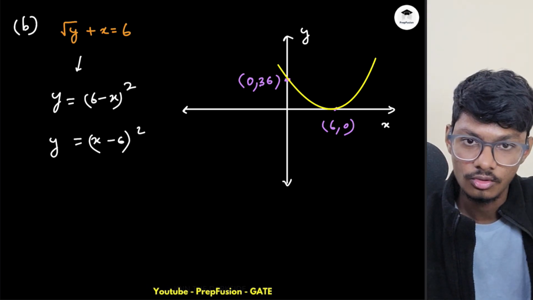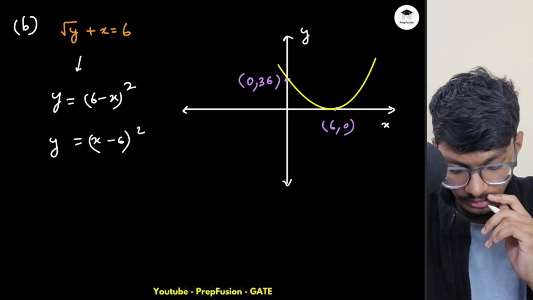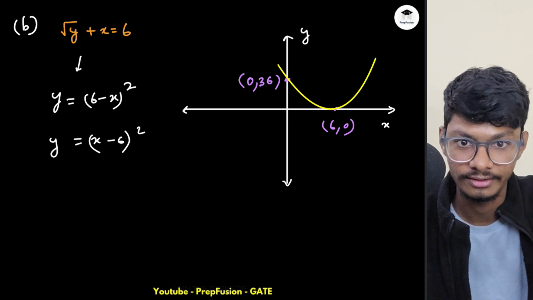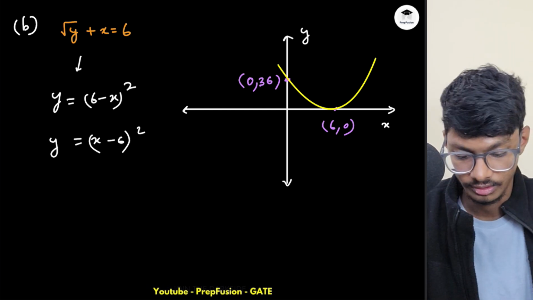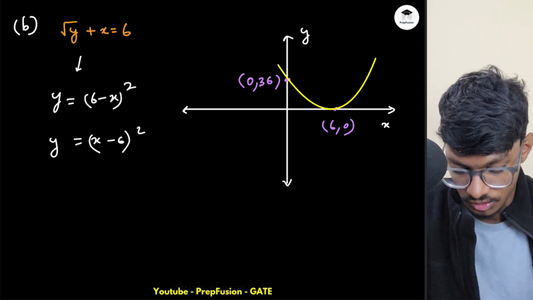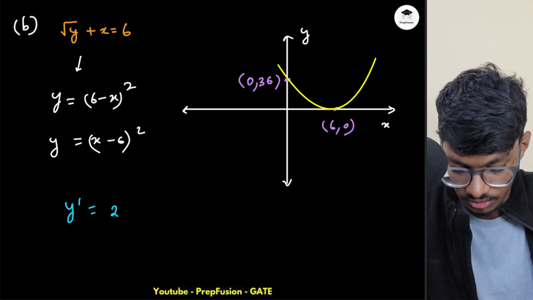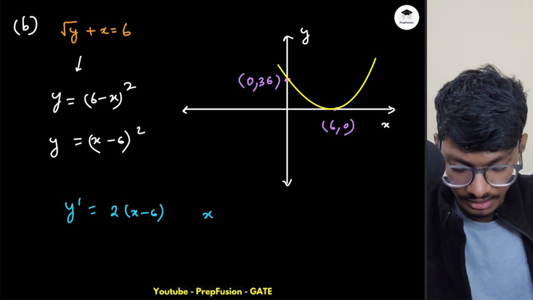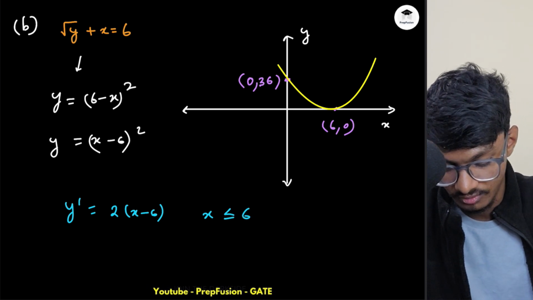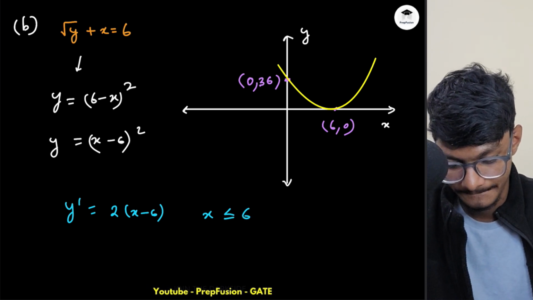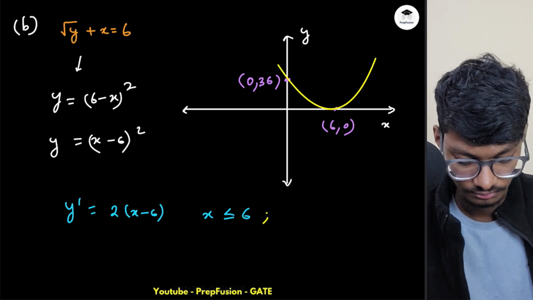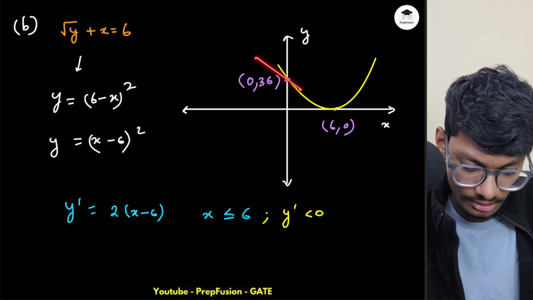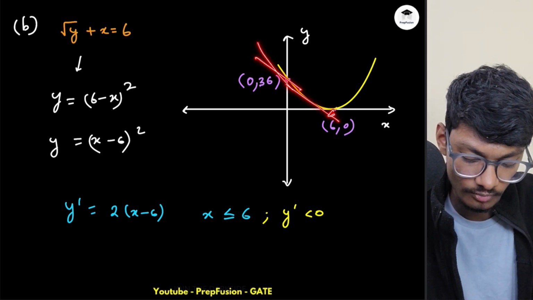Now how can you cross verify it? You can check the slope also. If you want to cross verify whether the graph you have drawn is correct or not, you can cross verify with the slope. If you write the slope, y dash equals 2x minus 6, what you observe is, up until x less than or equal to 6, my y dash is always negative. That is, my slope is negative, which is again correct here. Before 6, my slope is always negative.